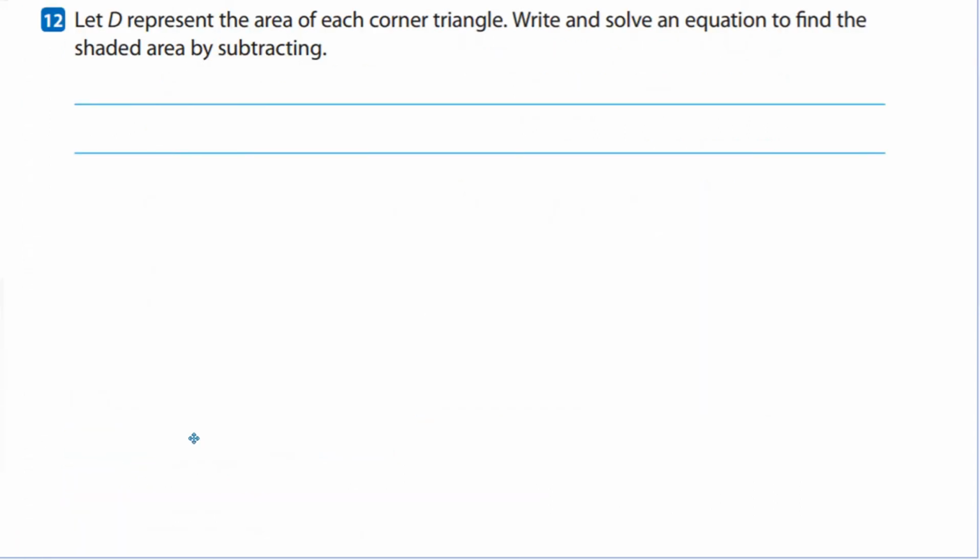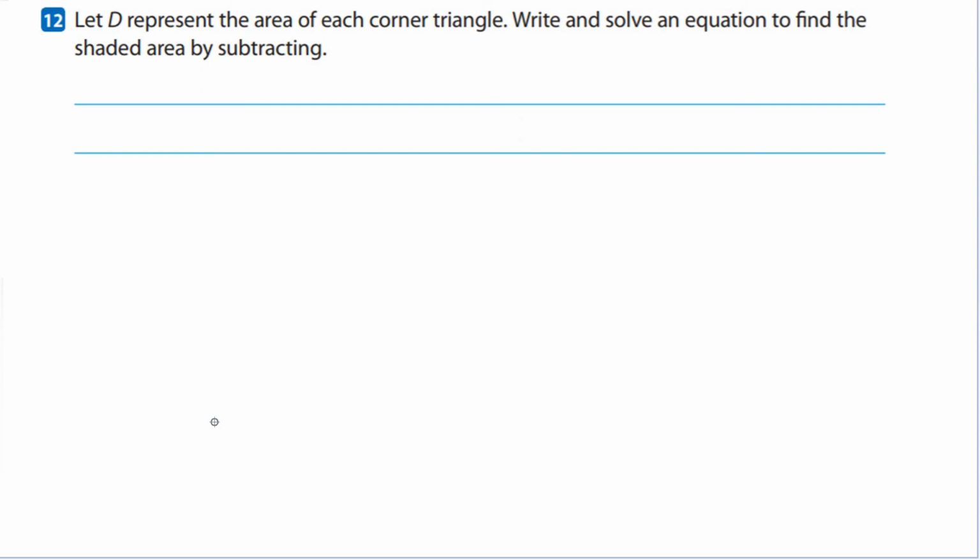So there's another way of solving this, and that's why they gave you another question to that problem. And it says, let D represent the area of each corner triangle. Write and solve an equation to find the shaded area by subtracting. So basically, the reason for this question is to see if you can solve this question multiple ways or a different way. So watch what they did.